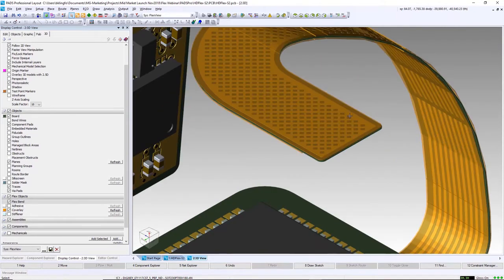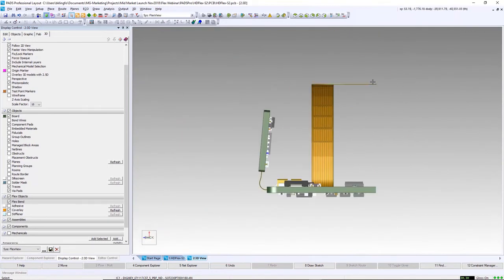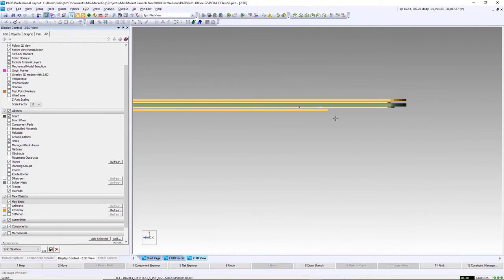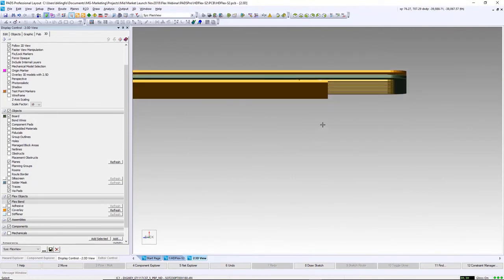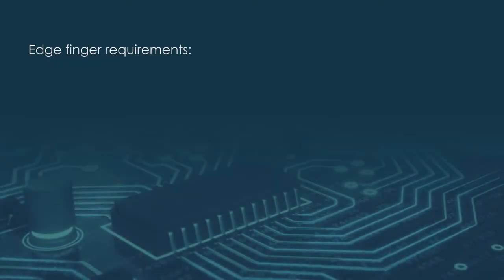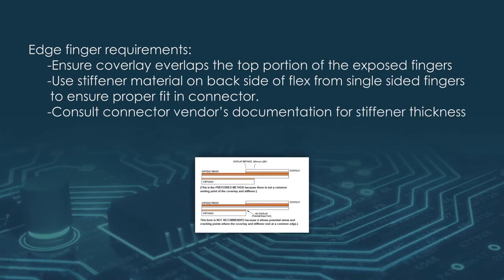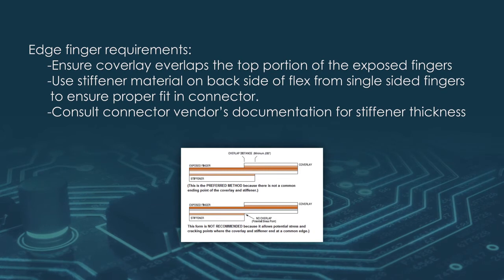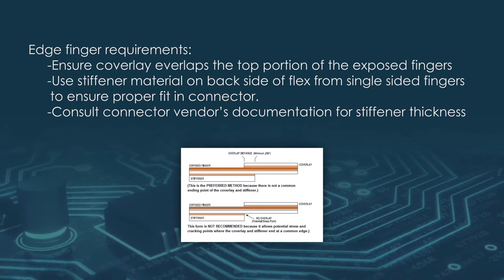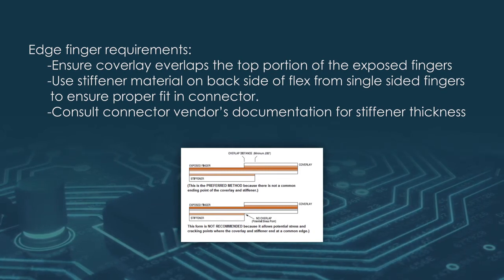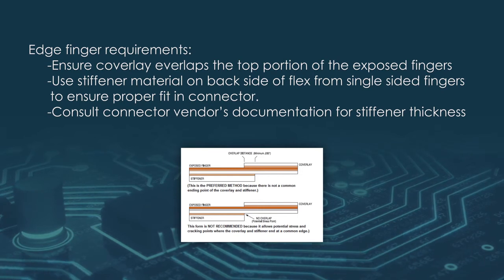You'll notice we're missing one feature on the LCD flex, and that is the stiffener. So let's go ahead and create that. Before we do so, let's cover why we need a stiffener in this area. When using edge fingers on the terminating end of a flex for board interconnect, there are a few special design requirements that should be followed. First and most important is the addition of a stiffener on the back side of the flex under the edge fingers.